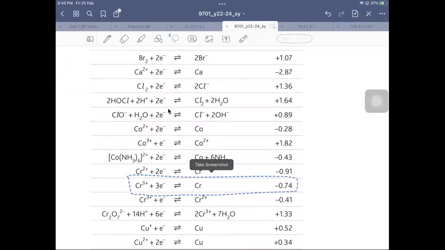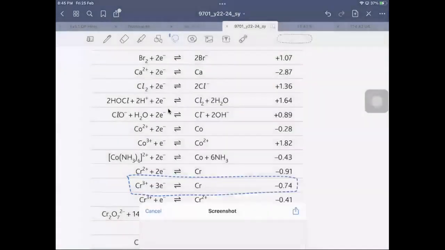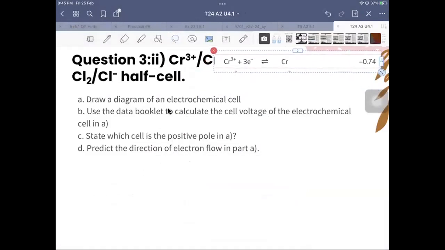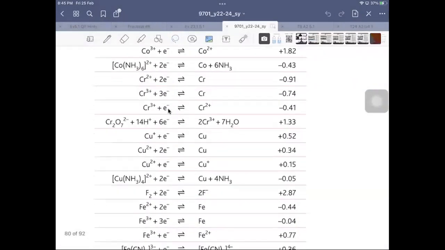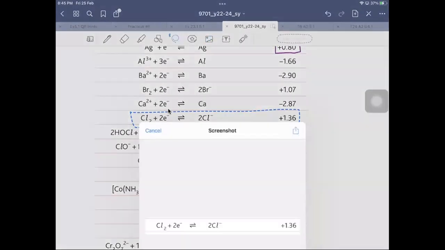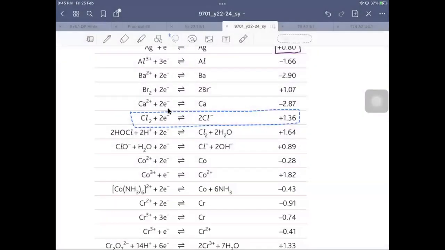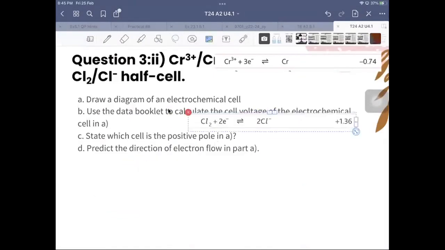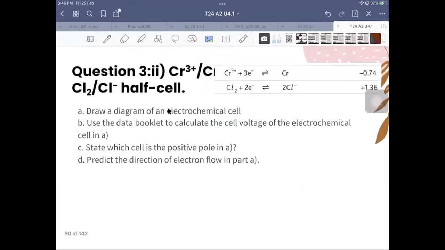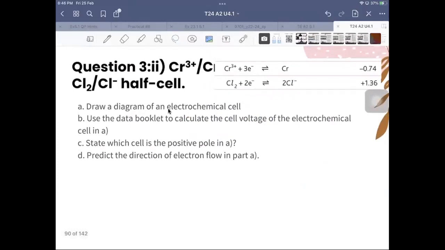So we want this half cell. Copy. And then we'll just paste it somewhere here. And the other one that we need is of chlorine, Cl2 and Cl-. So that is under C as well. So make sure you get the correct half equations. Okay, so once we have this information, we can then draw a diagram of the electrochemical cell.